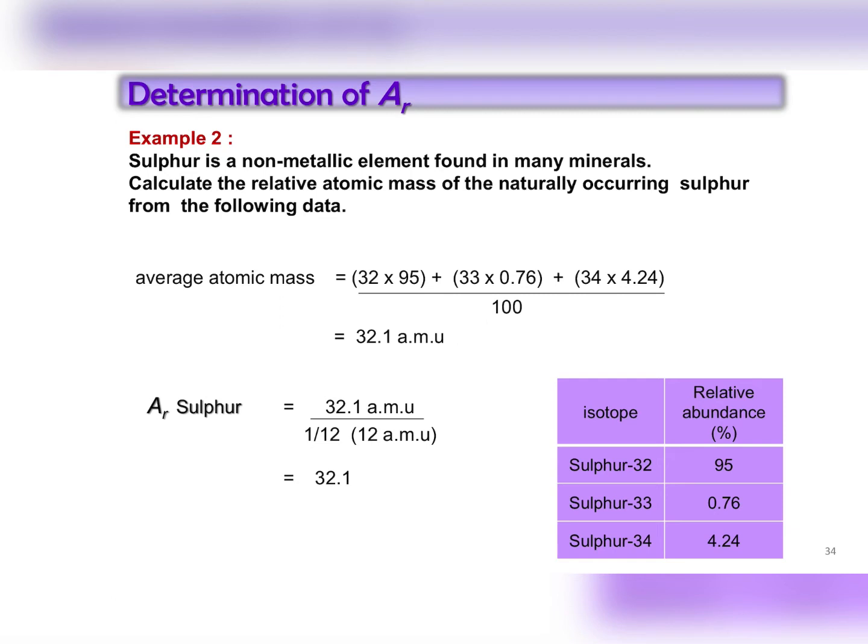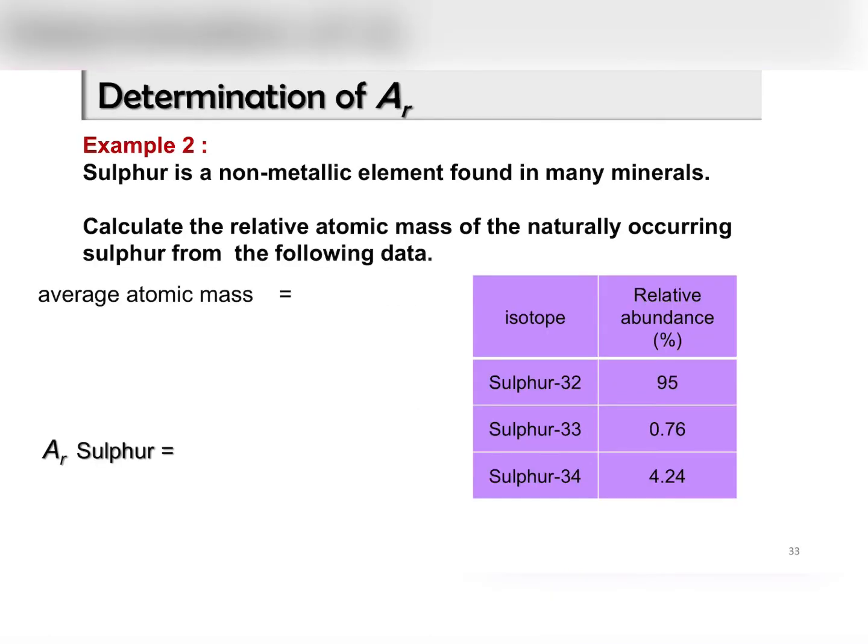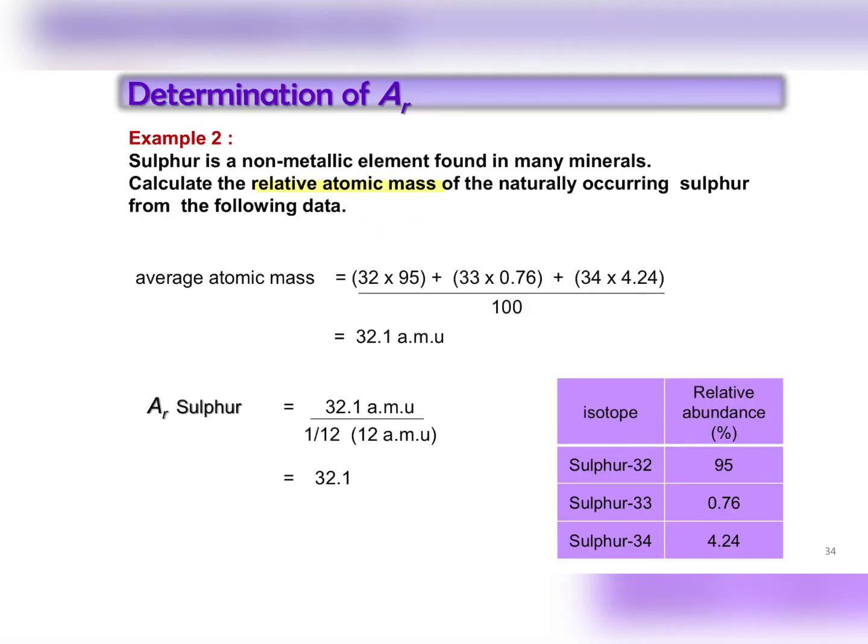And when you calculate the second step, as the question asks you to calculate the relative atomic mass, you just use this formula and compare with carbon-12. So you will get 32.1.